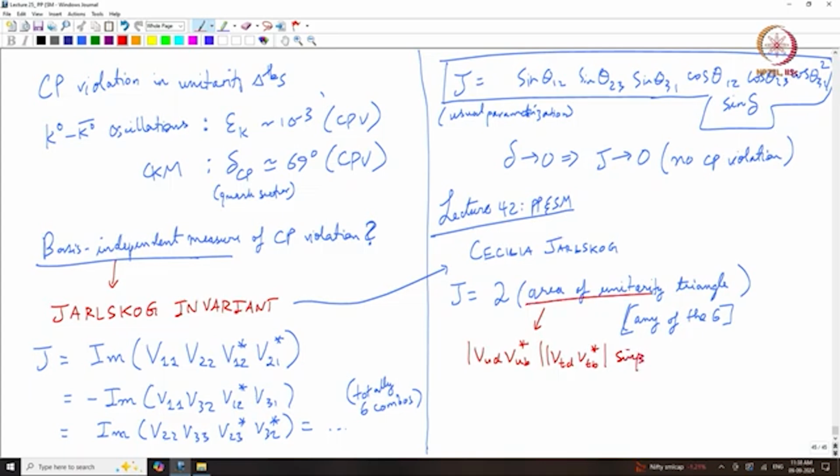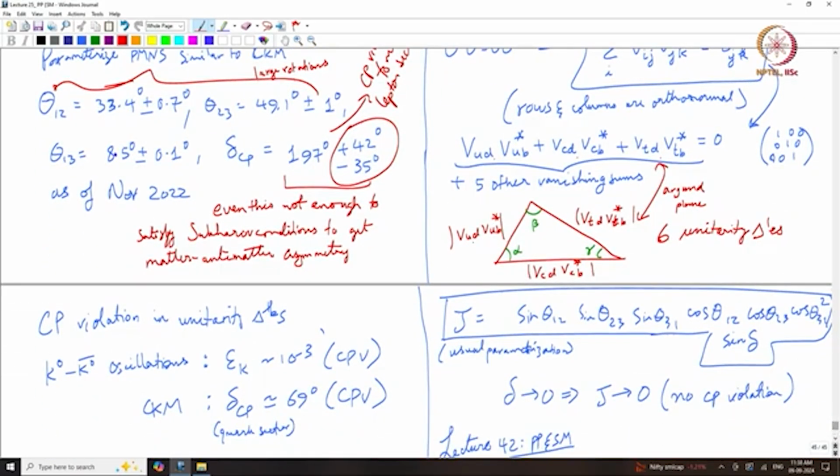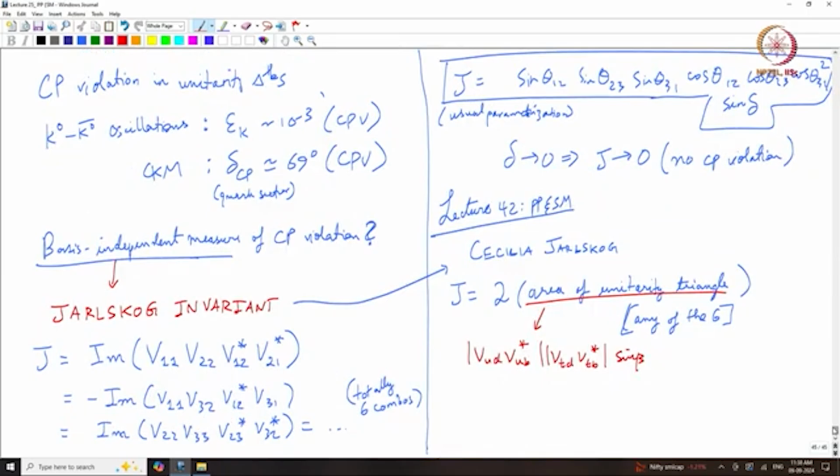Sin beta, right? AB sin theta. Remember that formula? That is just what I have written here. What is this? This is nothing but the imaginary part of VUD, VUB star, VTD, VTB star, correct? That is exactly what this is, one of these basically. It is probably this one. I have probably not written it, but you can check it, it is one of these.